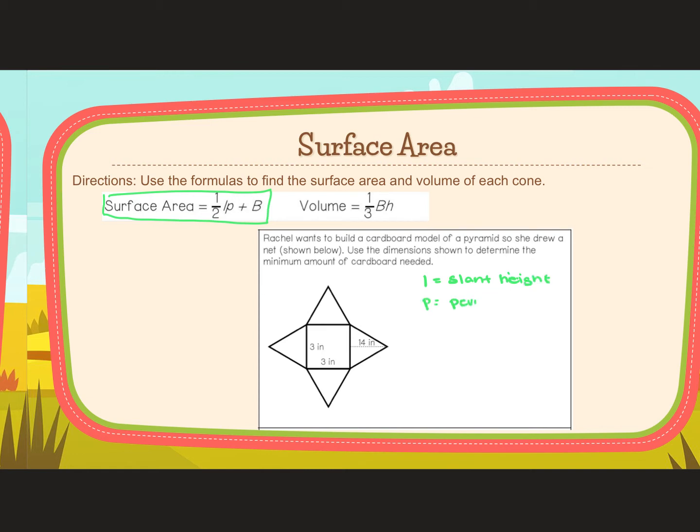P is the perimeter of the base. And B is the area of the base.